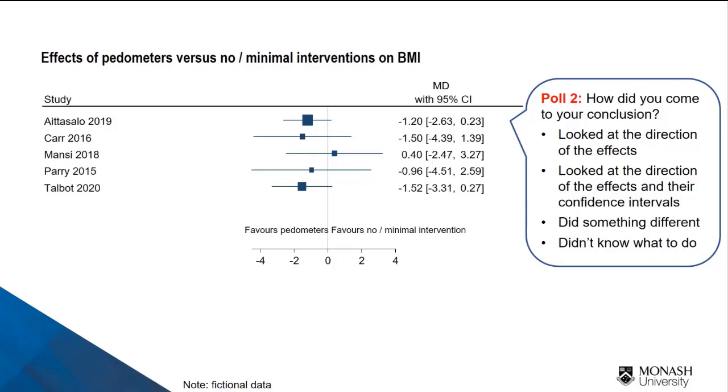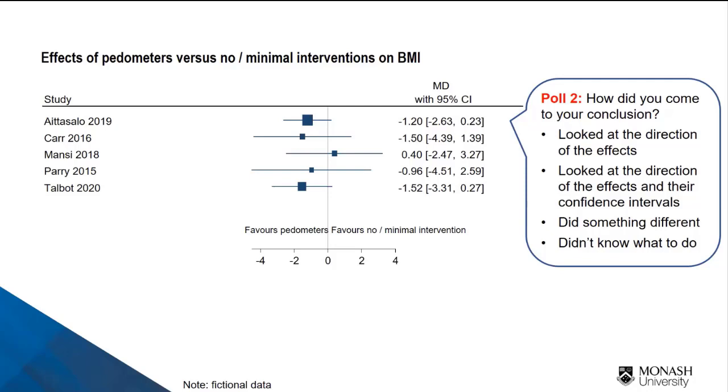Just wondering if there would be anyone who'd be brave enough to tell me what they specifically did when they looked at the direction of the effects and their confidence intervals. I can't see anybody with their hands up at the minute. Am I allowed to randomly select? Yeah, I think so. Oh, hang on, there is a hand up. Hold on. We've got Eugenie.